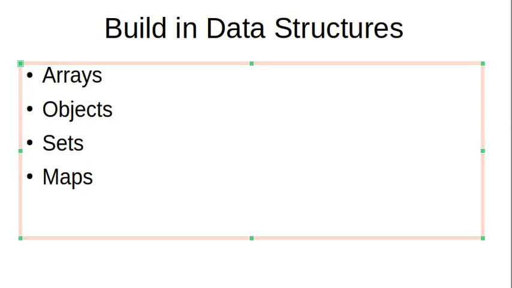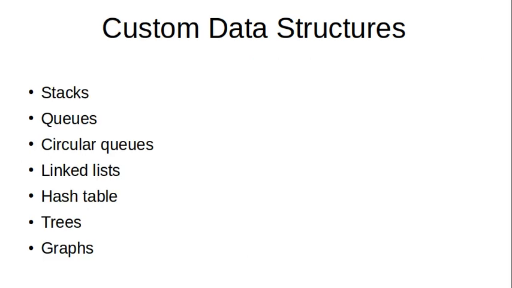Another type of data structures that we're going to talk about is custom data structures. Now, in custom data structures, we have different kinds of data structures. Those include stacks, queues, circular queues, linked lists, hash tables, trees, and graphs. Now, each and every data structure follows its own set of rules.